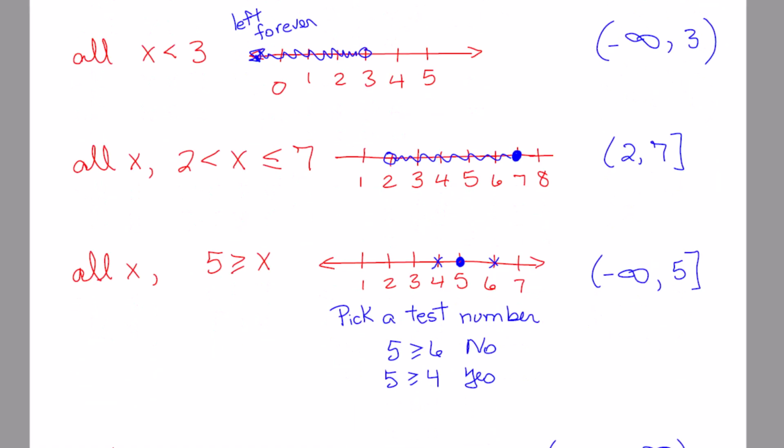In this last one, let's see. 5 greater than or equal to x. Okay, well 5 does have an equal, so that's there. Now the pointy side is pointing to the right. Does that mean I shade to the right? Let's see. If I pick 6, is 5 greater than or equal to 6? No. What if I pick 4? Is 5 greater than or equal to 4? The answer is yes. So the way I would shade would be off to the left forever.